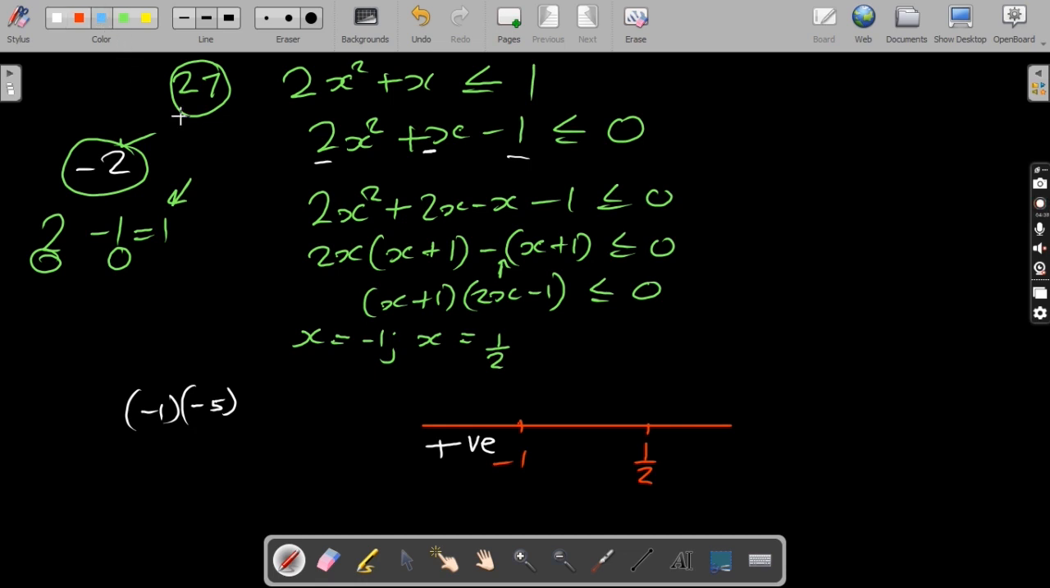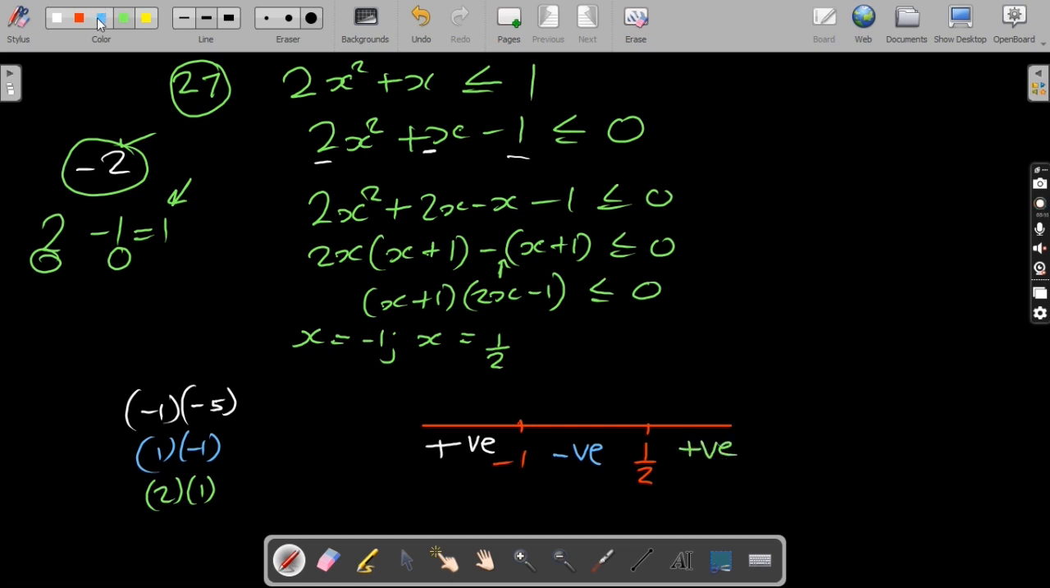Then we go to the next section, between minus 1 and a half. We have 0 in between there, so you can choose 0. It's a simple number to work with. If you substitute 0, in the first bracket we have 1 and in the second one we have minus 1. 1 multiplied by minus 1 gives us a negative value, okay? Then in the last section, numbers greater than a half, we can choose 1. If we choose 1, we have 2 in the first bracket and 1 in the second bracket, and this is positive.